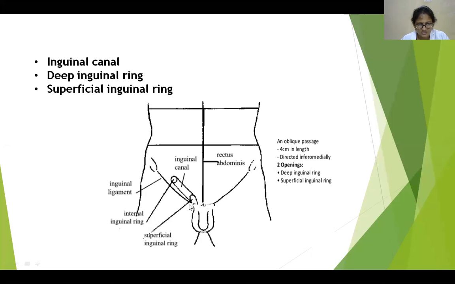We are going to see this superficial inguinal ring in the external oblique aponeurosis, whereas the deep inguinal ring will be seen in the fascia transversalis. The deep inguinal ring is somewhat deeper when compared to the superficial inguinal ring. This is about the inguinal ligament, inguinal canal, deep inguinal ring, and superficial inguinal ring. These are the important landmarks you should know while doing surgery or dissection.